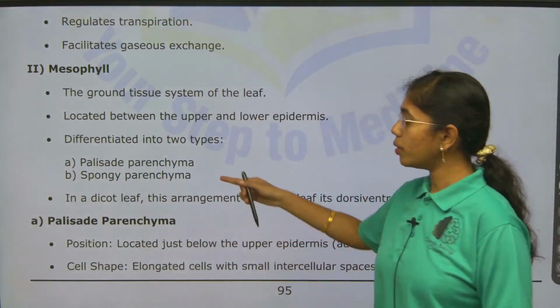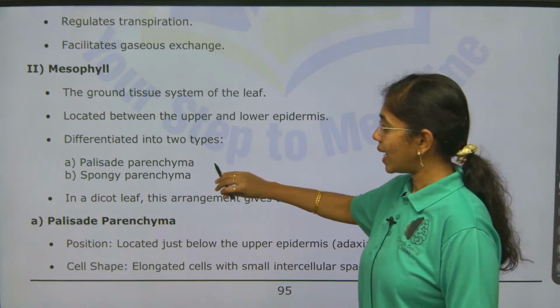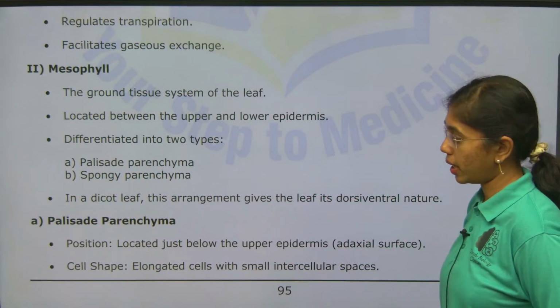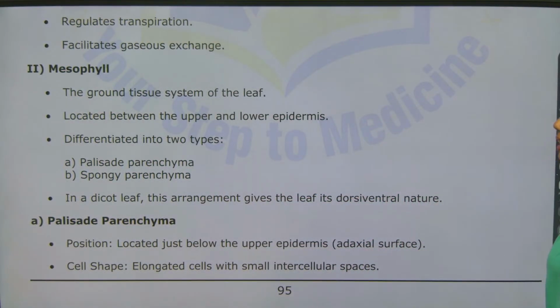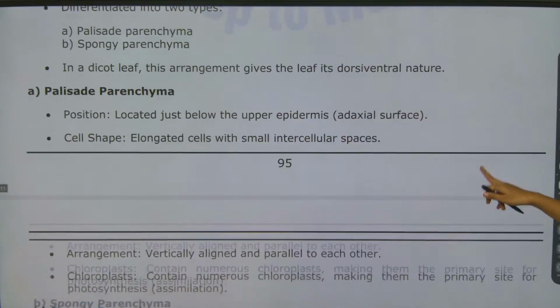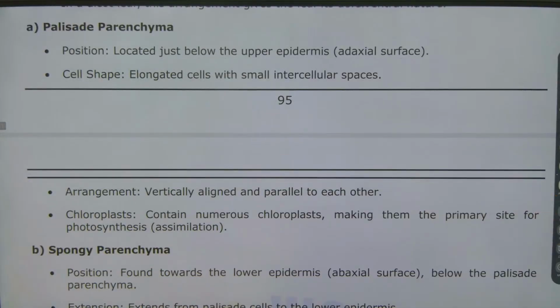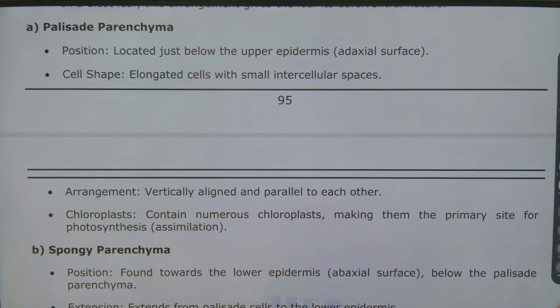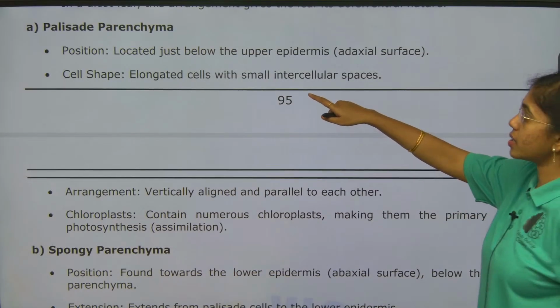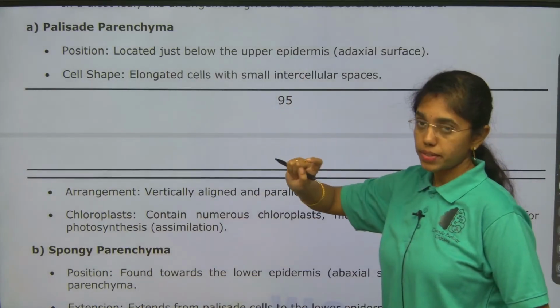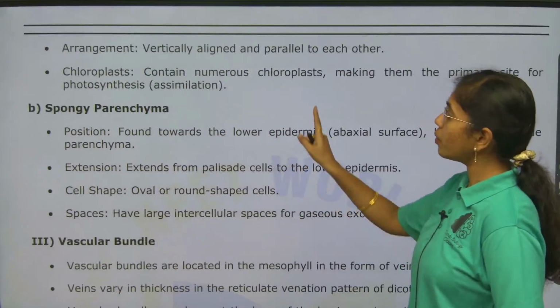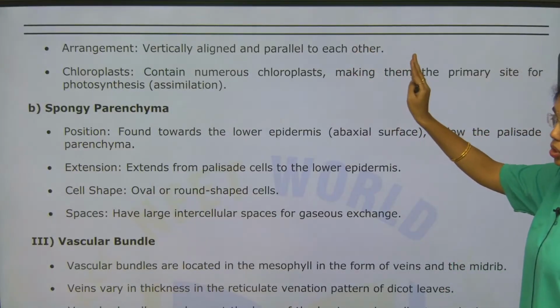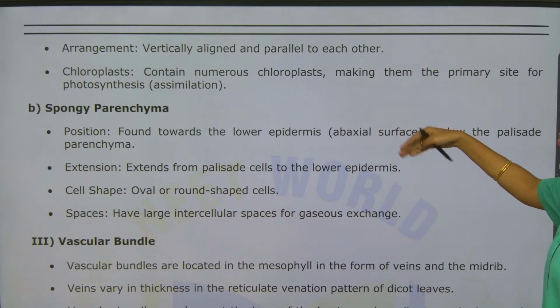Mesophyll, as I told you, is differentiated into what? Palisade parenchyma and spongy parenchyma. In the dicot leaf, this arrangement gives the leaf its dorsiventral nature. Next, palisade parenchyma position: this is located just below the upper epidermis, below the adaxial surface. The cells are elongated with small intercellular spaces, vertically aligned parallel to each other. It contains numerous chloroplasts.